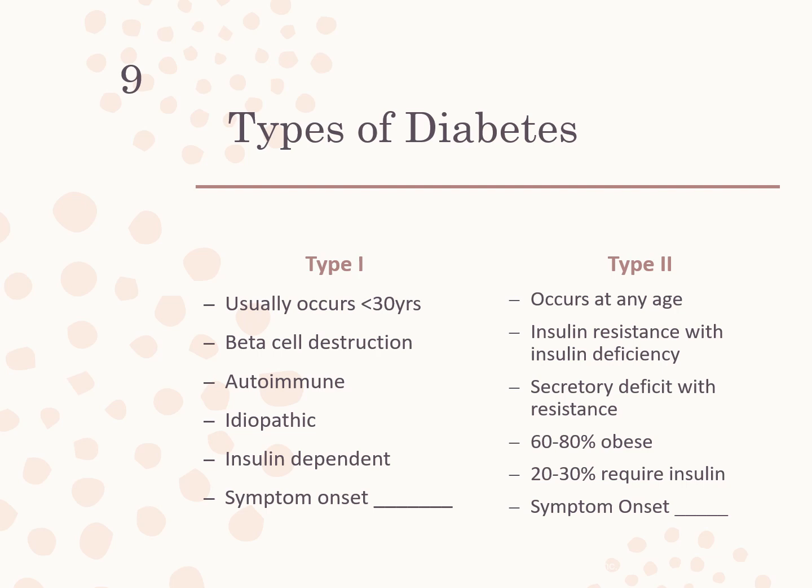Let me go back to my type 1. These patients, their abrupt symptoms, I probably should have described them to you, but it's going to be the polyuria, the polydipsia, and the polyphagia, and we are going to see weight loss. A lot of our type 1 diabetics are very thin and skinny. Not all of them, but a lot of them.